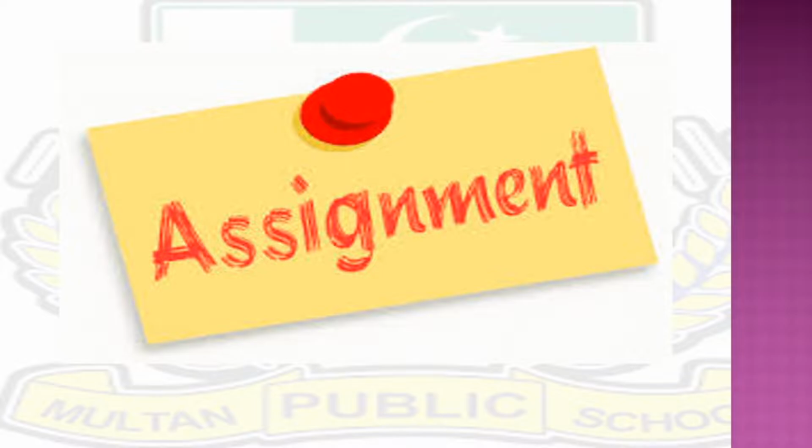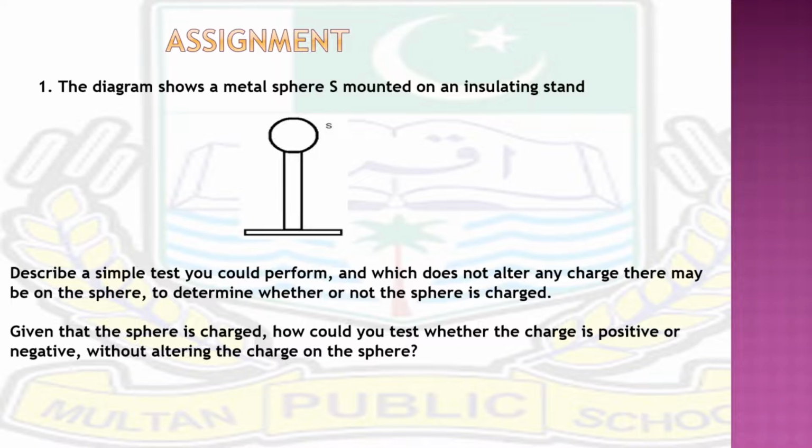Now this is the time for assignment, students. Here is a question I'm giving you. Please try to solve this. The diagram shows a metal sphere S mounted on an insulating stand. Describe a simple test you could perform, which does not alter any charge there may be on the sphere, to determine whether or not the sphere is charged. Also, given the sphere is charged, how could you test whether the charge is positive or negative without altering the charge on the sphere?